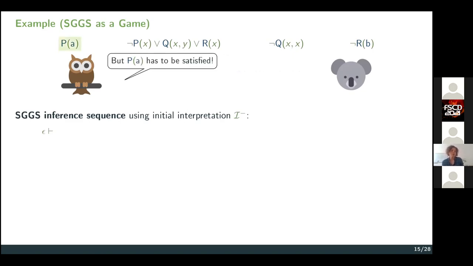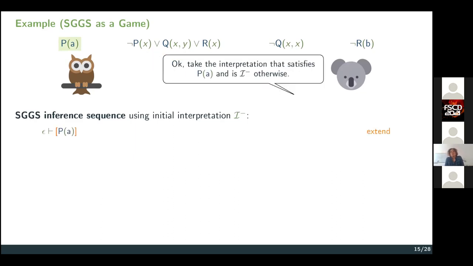Then the owl notices that the first clause P of A has to be satisfied, and with I minus it isn't. Okay, then the koala may reply, all right, we modify our interpretation. We make P of A true, and otherwise we do as before, so everything else is false. And we remember this decision by putting the clause P of A on the trail and selecting the literal that we want to make true. And this is called an extension.